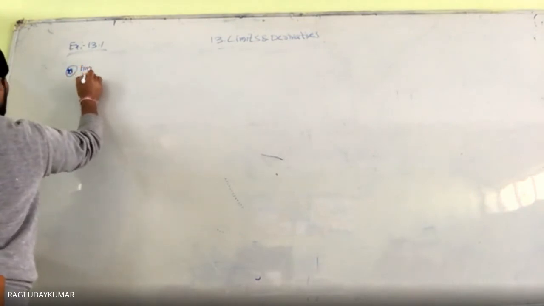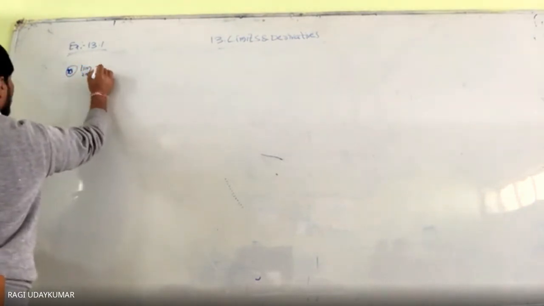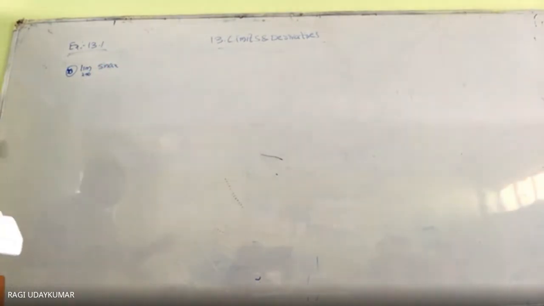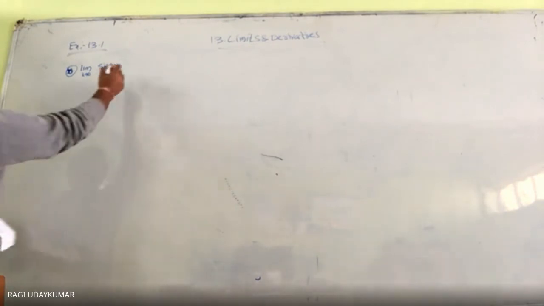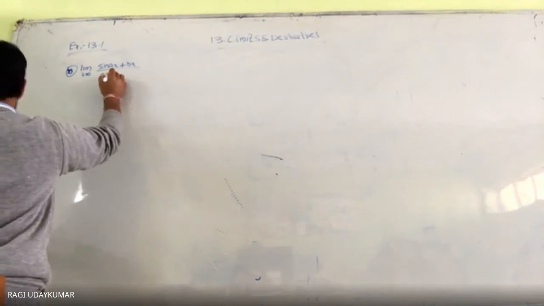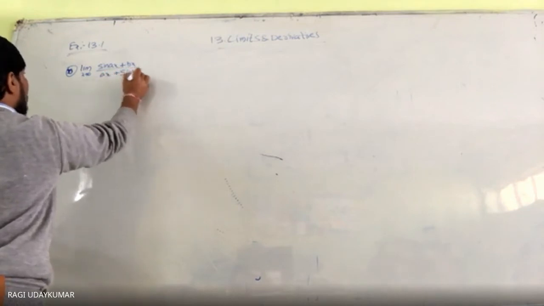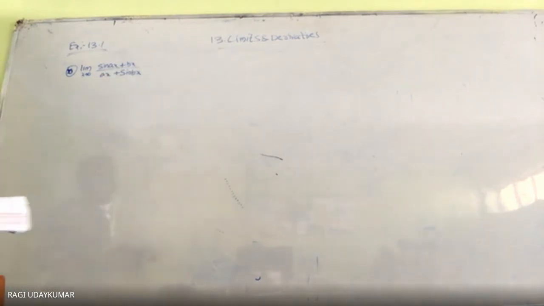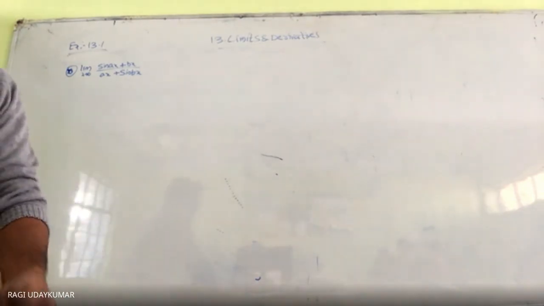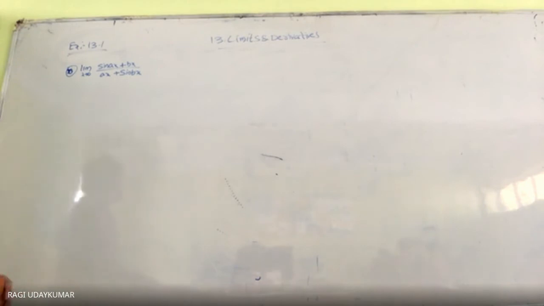Limit x tends to 0, 20th. (sin ax + bx) by (ax + sin bx). What to do? It is not that difficult.